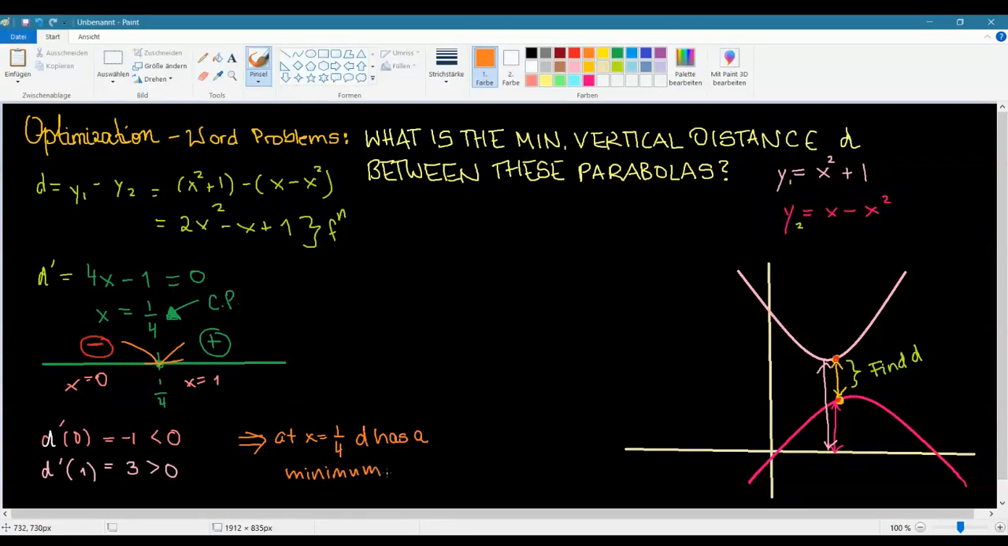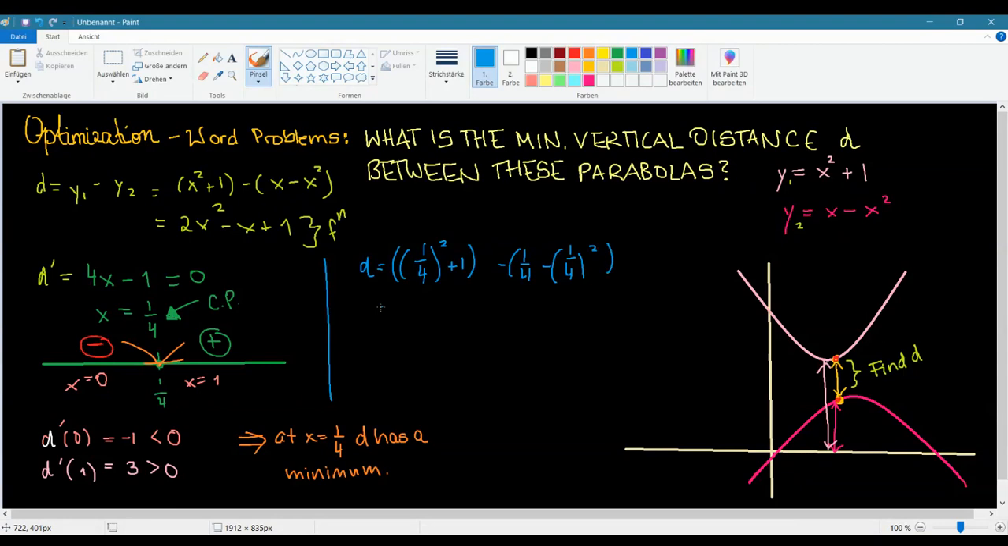But this is not the end, because we were asked what is the minimum vertical distance between the parabolas, right? So we actually have to plug 1/4 into our original function that we created, and that's not going to be hard. So let's just draw a vertical line here. Okay, so we're starting a new piece of work. We're going to have d equals (1/4 squared plus 1) minus 1/4 minus 1/4 squared.